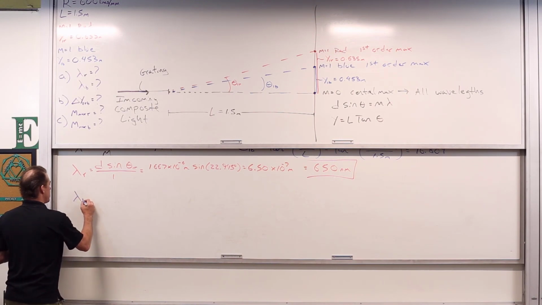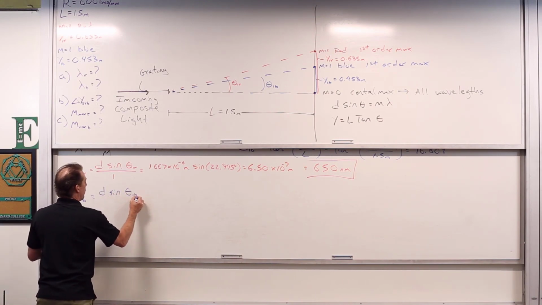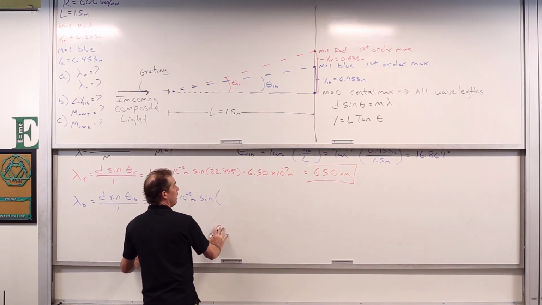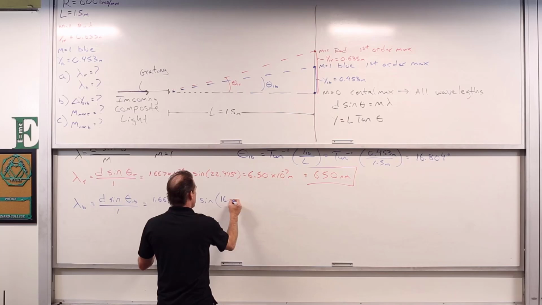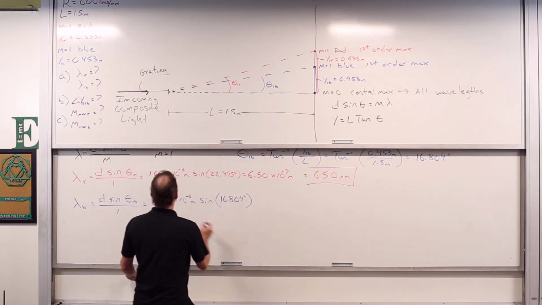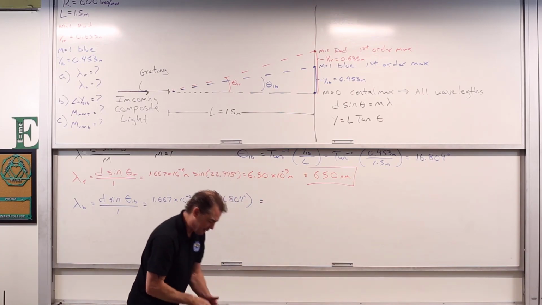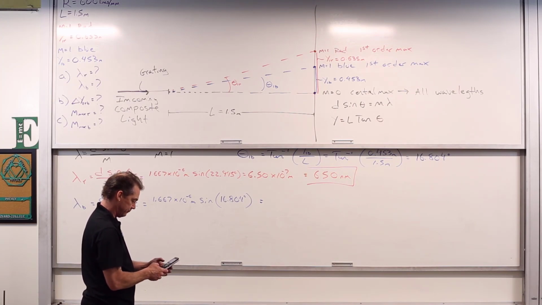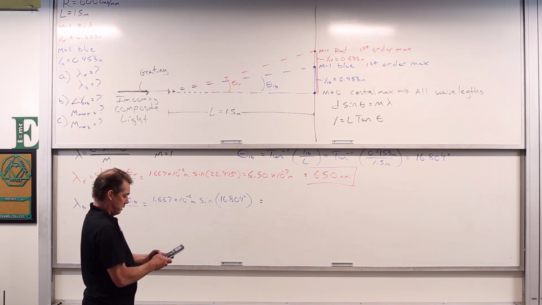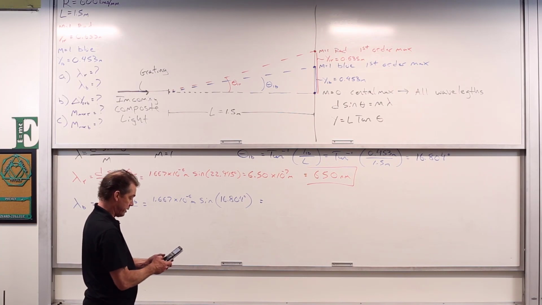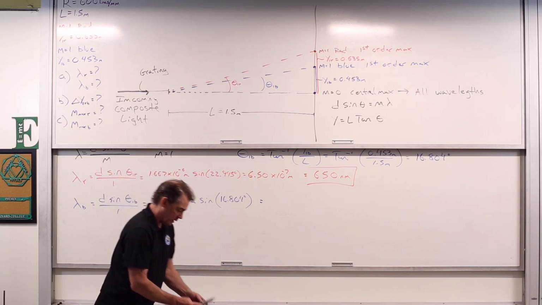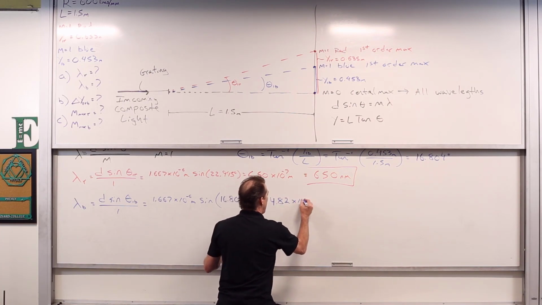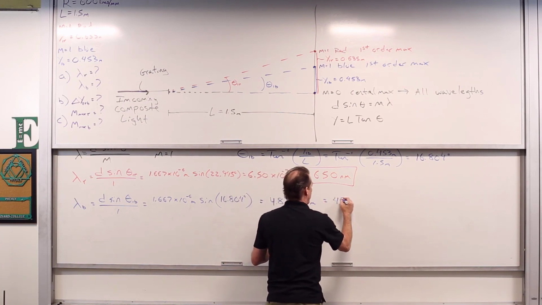Do the same thing. We've got lambda sub blue is equal to d times the sine of theta 1 blue divided by 1, which is 1.667 times 10 to the negative 6 meters times the sine of 16.804 degrees divided by 1. We need that 1 in there. Let's try to do this quick. We get, let's call it 482. 4.82 times 10 to the negative 7 meters, which is 482 nanometers.